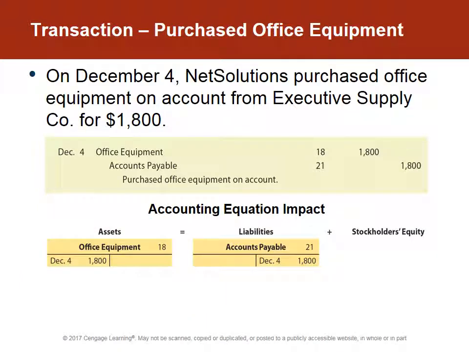Next transaction, purchase of office equipment, which is an asset. The company buys the equipment on account. That's that tricky language. On account means that they charged it. The executive supply company said, sure, you can charge your purchase of equipment. So they record the equipment and they record the liability. Equipment is an asset and it is increased by a debit. Accounts payable is a liability and it is increased by a credit. As a reminder, our debits and our credits equal.